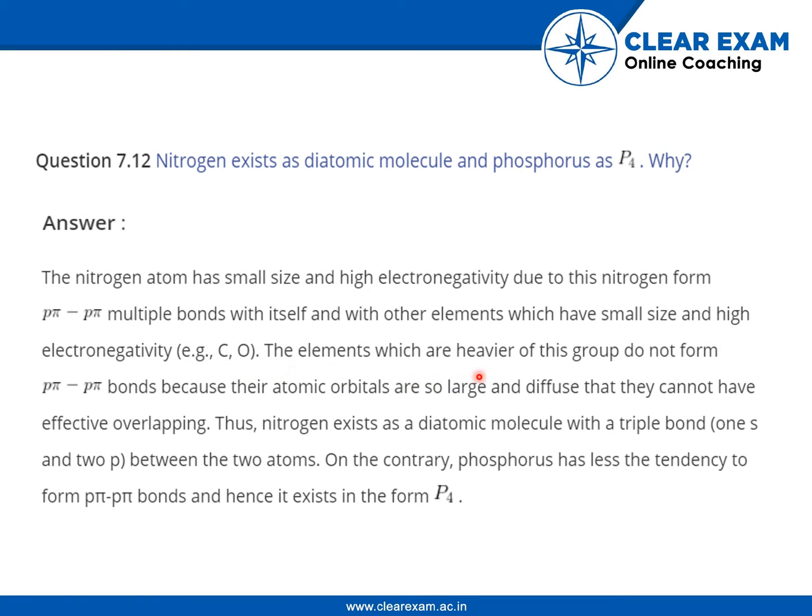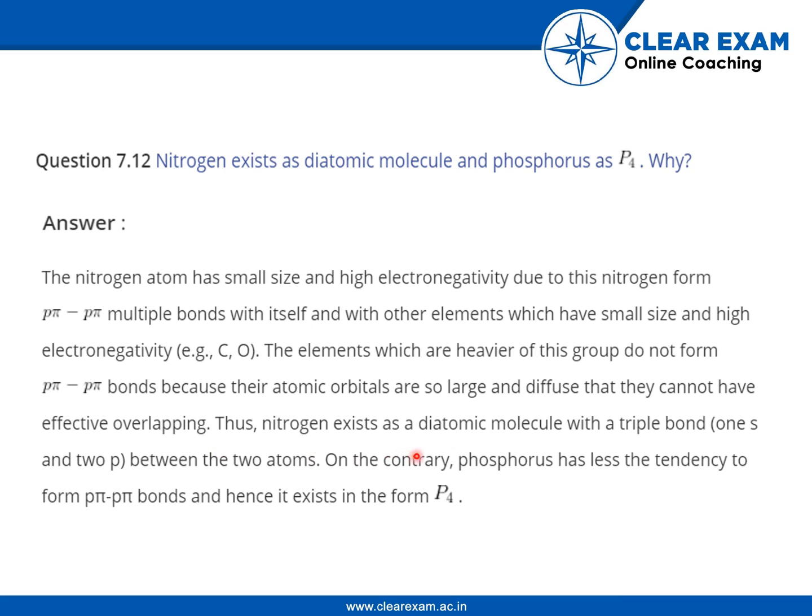The elements which are heavier of this group do not form p-pi bonds because their atomic orbitals are so large and diffuse that they cannot have effective overlapping. So they generally form p-pi d-pi or d-pi bonds.